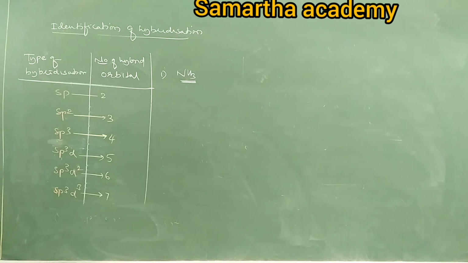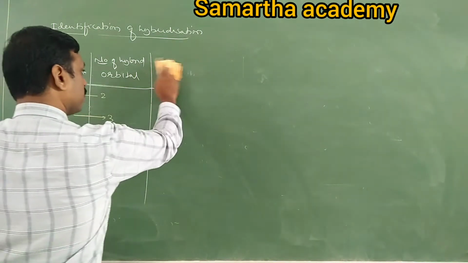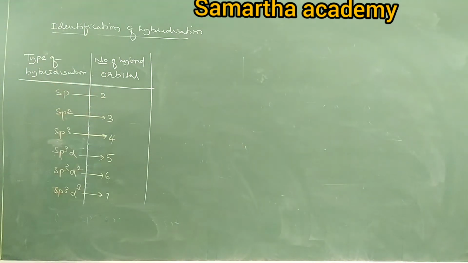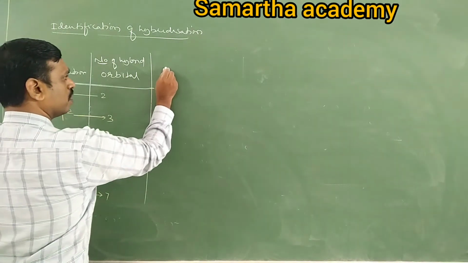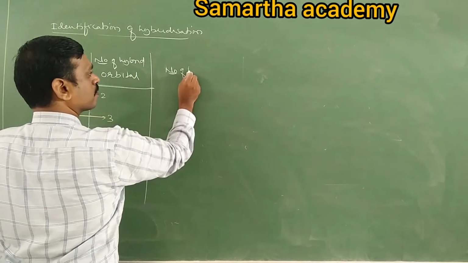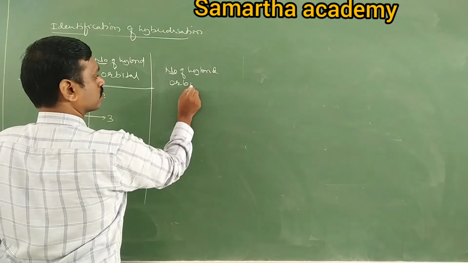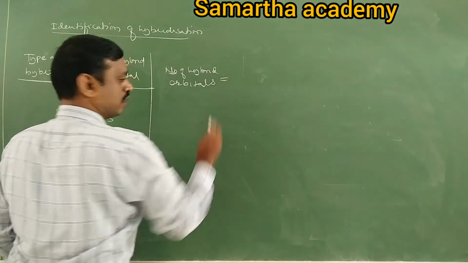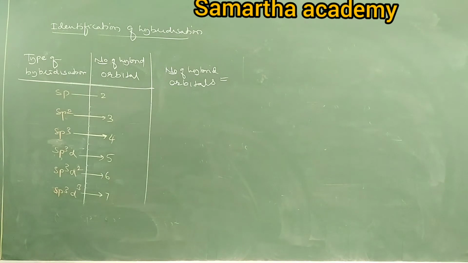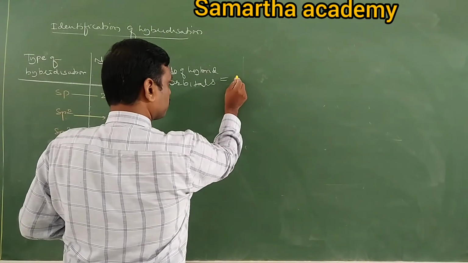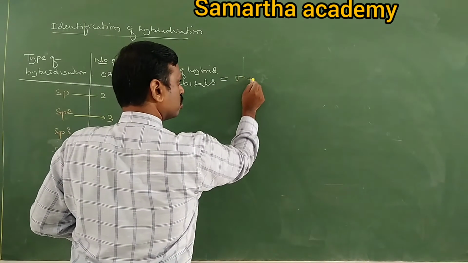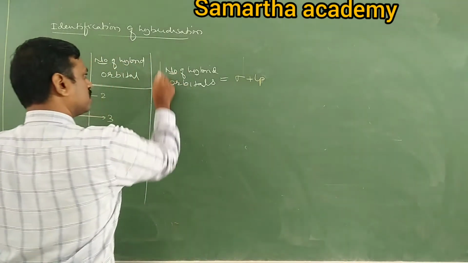Therefore, to calculate the number of hybrid orbitals, we have one simple formula. Write down: the number of hybrid orbitals is equal to the number of sigma bonds plus lone pairs. Sigma plus lone pair.